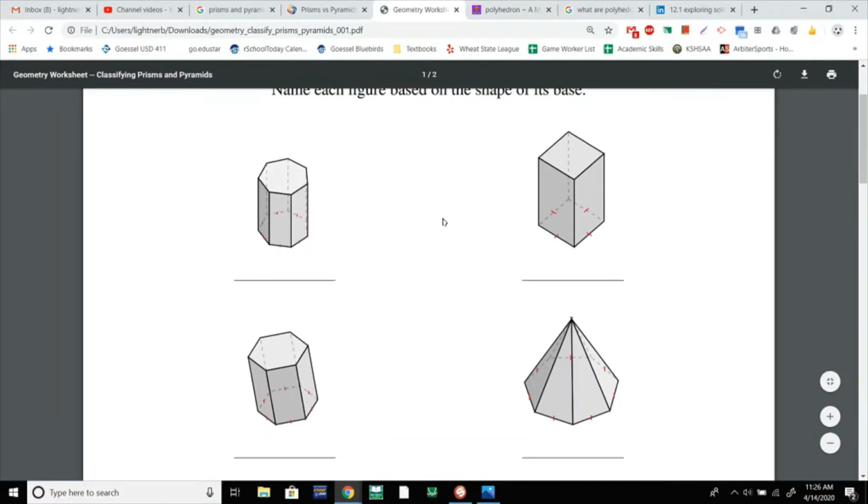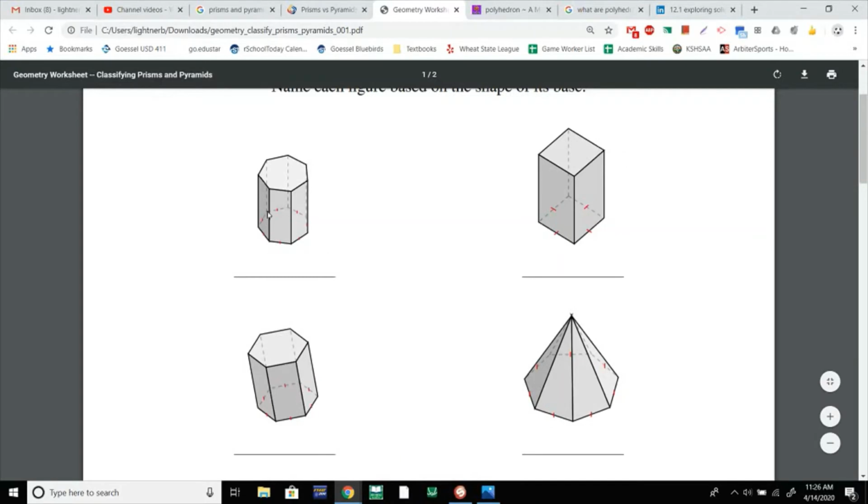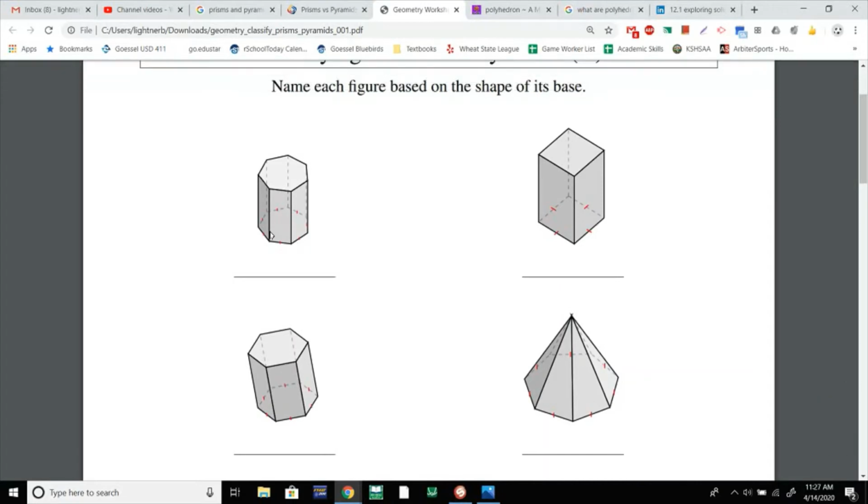Name the figure based on the shape of its base. Here, this would be a prism because it has a top and bottom, and we have 1, 2, 3, 4, 5, 6, 7 sides. So it'd be a heptagonal prism. Heptagonal because there are 7 sides.